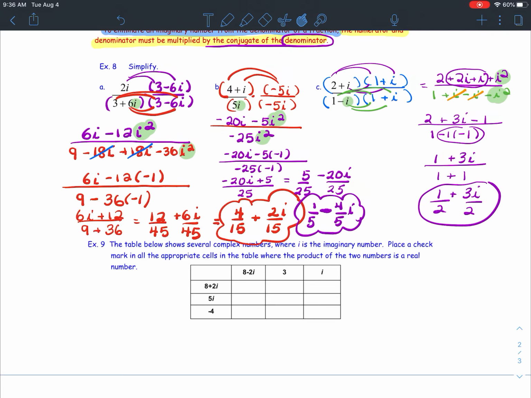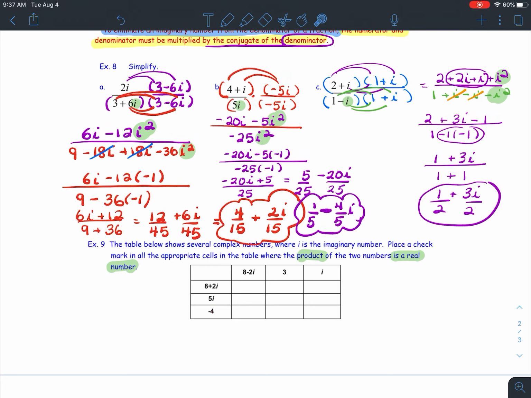Okay, in this last example here, it says the table below shows several complex numbers where i is the imaginary number. Place a check mark in all the appropriate cells in the table where the product of the two numbers is a real number. Okay, so in other words, there would be no i in our answer at all. Now, I don't think we actually have to go through and do all of these problems. Let's just think about this here.